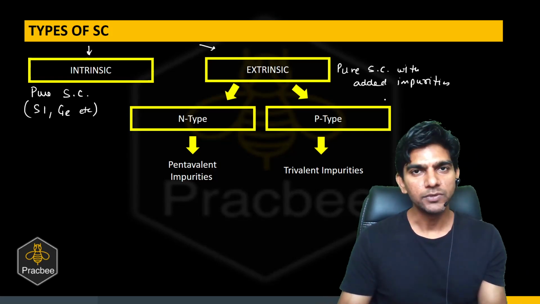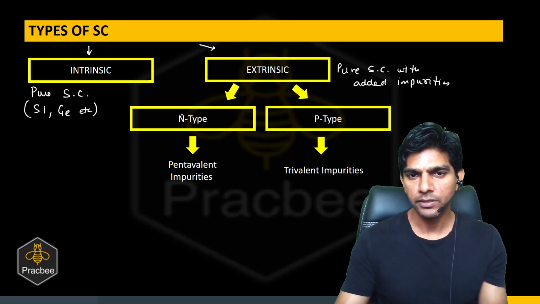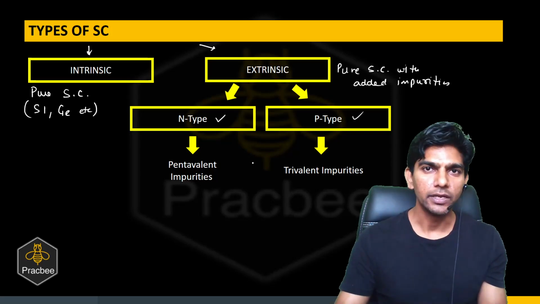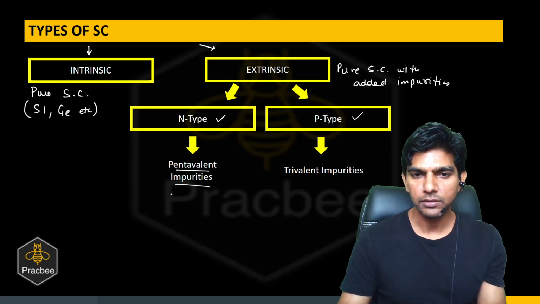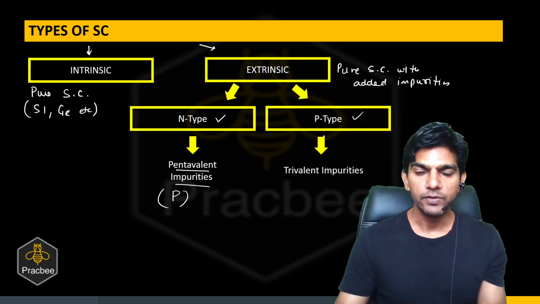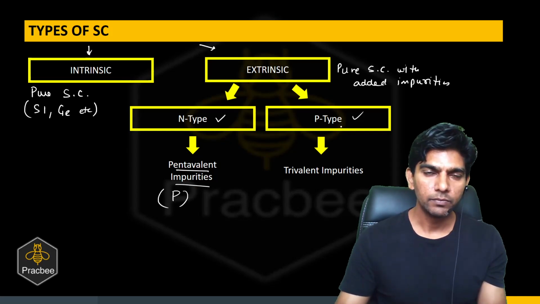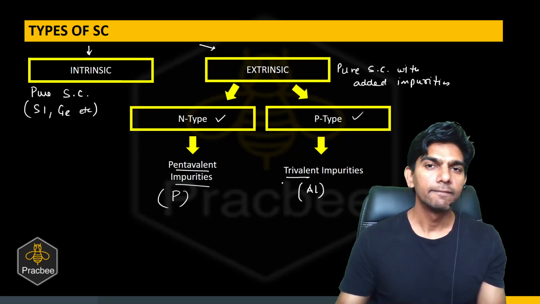We'll study two types of extrinsic semiconductor. One is N-type, another is P-type. How can we form N-type? We can form N-type by using pentavalent impurities like phosphorus. And we can form P-type semiconductor by using trivalent impurities, say aluminum, right?